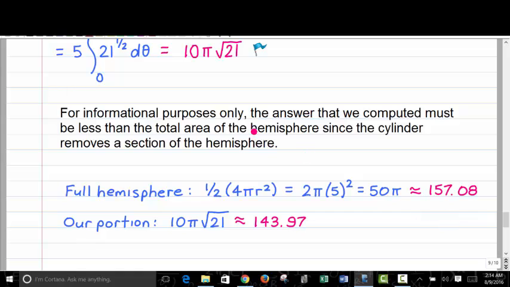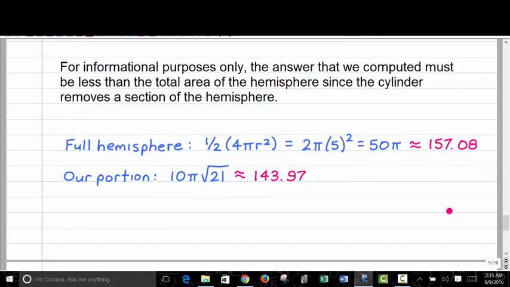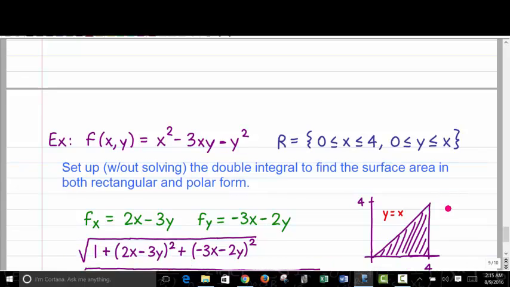So there's no doubt. Not only did my answer have to be positive, since all we did was take that cylinder and cut it out through the top of the hemisphere, our answer had to also be smaller than this number. Like I said, it's not something you're required to do every time by any means. But it turns out 10 pi square root of 21, well, look at that, 143.97. So that cylinder effectively cut out the difference in area between those two numbers. All right, so I would not worry about that in the least.